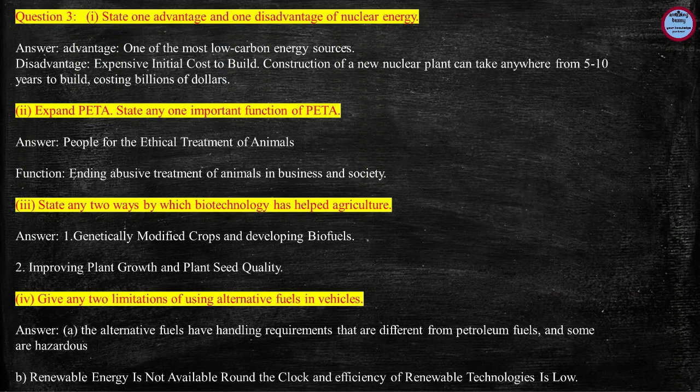Next question, give any 2 limitations of using alternative fuels in vehicles. First limitation is that alternative fuels have handling requirements that are different from petroleum fuels and some are very hazardous. Second is renewable energy is not available round the clock, and efficiency of renewable technologies is low. So these two are the limitations or disadvantages of alternative fuels.